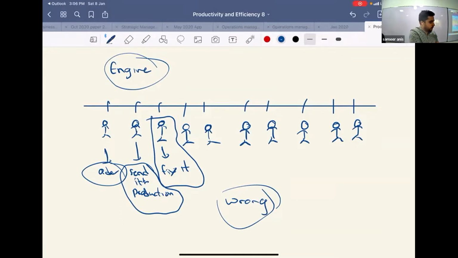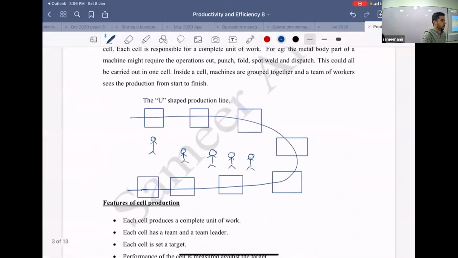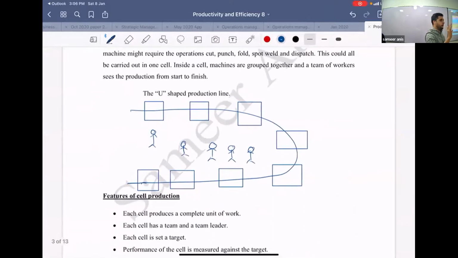Then comes cell production, where each major component of a car is put into a cell. So you would call this a cell engine. You would have a group of workers dedicated to this cell, with a team leader as well. This group is responsible for the quality of the engine and the fixing of the engine. Basically, nothing could go wrong. If it goes wrong, that entire cell will be called and blasted.